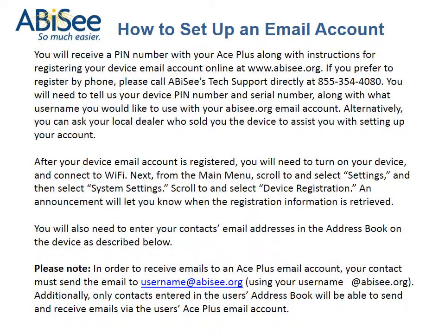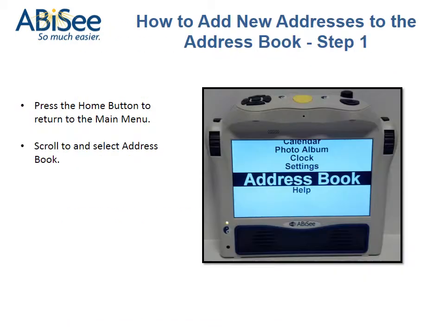Please note, in order to receive emails to an ACE Plus email account, your contact must send the email to username@abc.org using your username at abc.org. Additionally, only contacts entered in the user's address book will be able to send and receive emails via the user's ACE Plus email account.